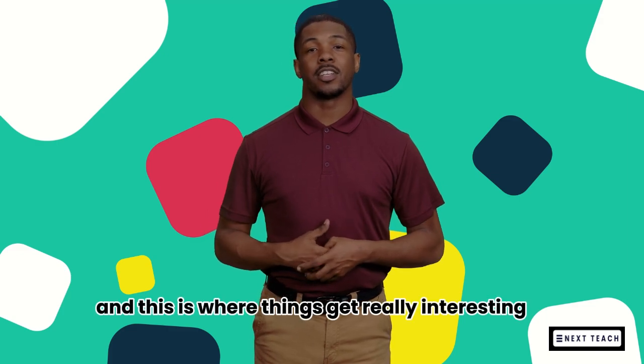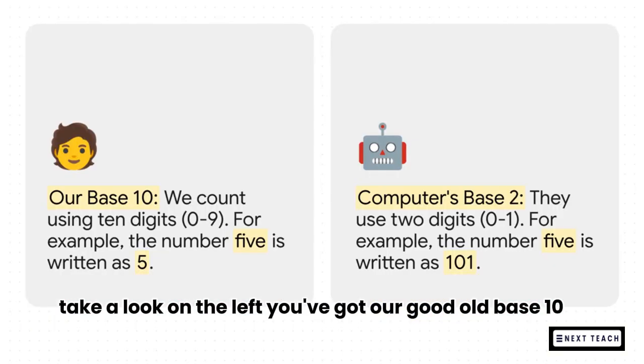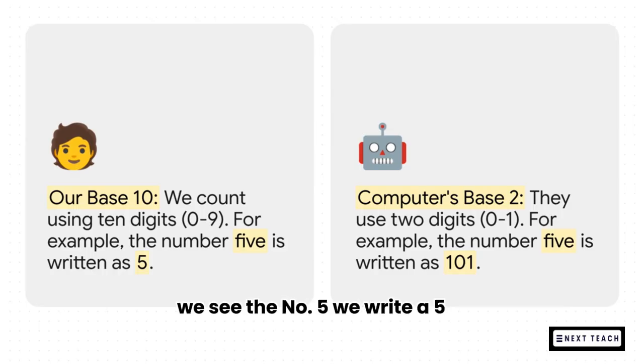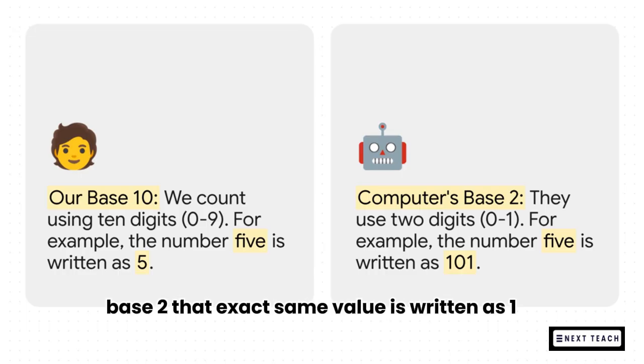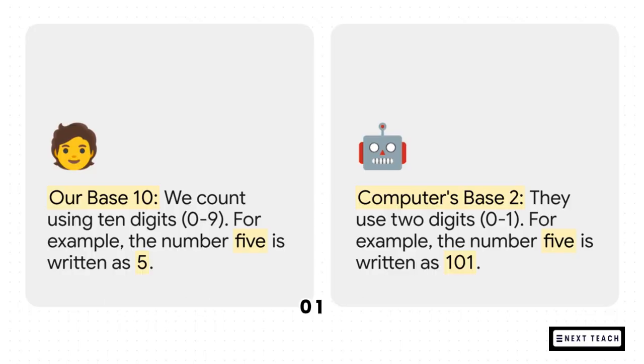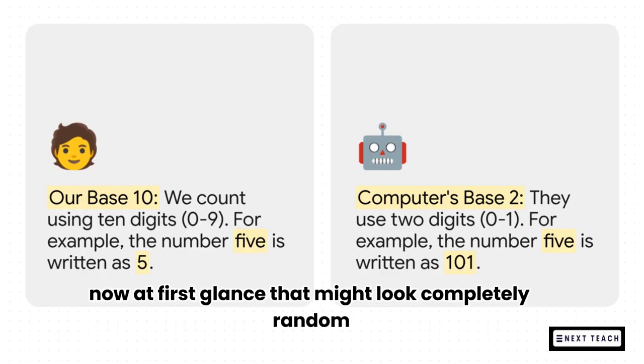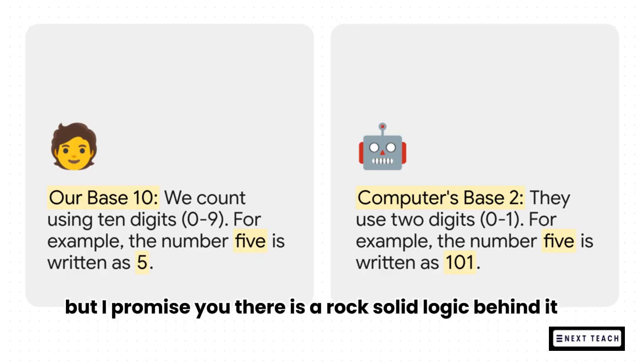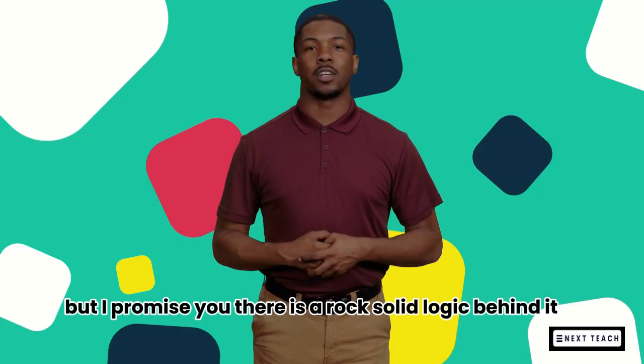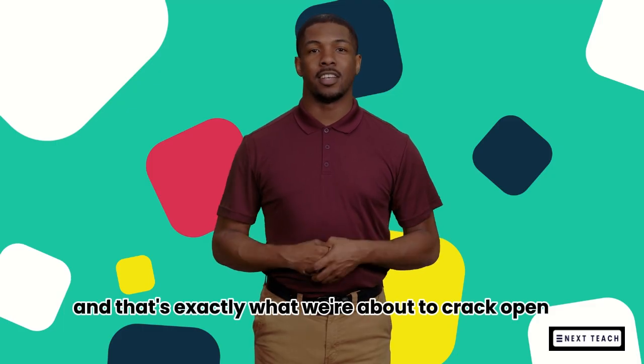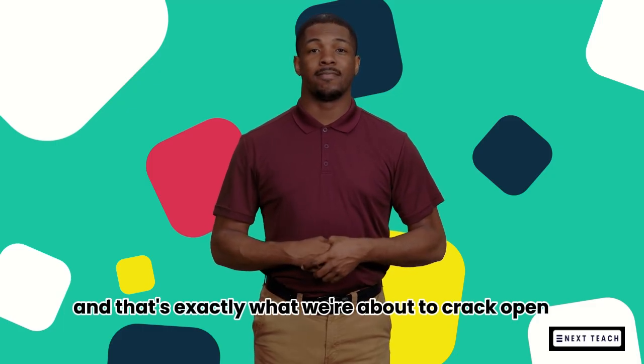And this is where things get really interesting. Take a look. On the left, you've got our good old base 10. We see the number 5, we write a 5. Makes sense. But look at the right. In the computer's language, base 2, that exact same value is written as 101. Now, at first glance, that might look completely random, right? But I promise you, there is a rock-solid logic behind it. And that's exactly what we're about to crack open.